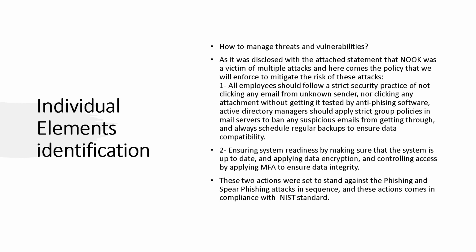Active Directory managers should apply strict group policy and the mail servers should ban any suspicious emails from getting through, and always schedule regular backups to ensure compatibility and data availability. Ensuring system readiness by making sure that the system is up to date and applying data encryption and controlling access by applying multi-factor authentication to ensure data integrity. Encryption is good just in case the data gets intercepted, so nobody can make use of it. These actions were set to stand against phishing and spear phishing attacks in sequence, and these actions come in compliance with the NIST standards.